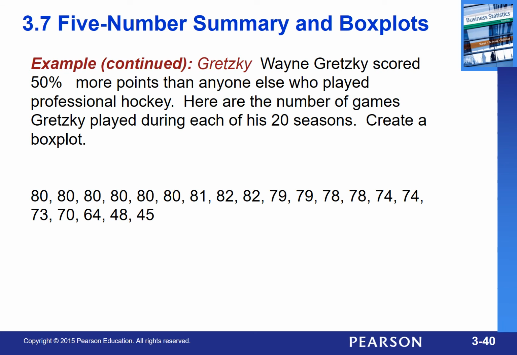Okay. So next what we want to do is find which seasons, not games, he scored 50% more points than the rest of his hockey career. So we're going to create a box plot to do this. If you want to do this by hand, since it is 20 seasons, you can split it right in half, 50-50, and figure out what your median is. So you'll have 10 above, 10 below, that makes your median.